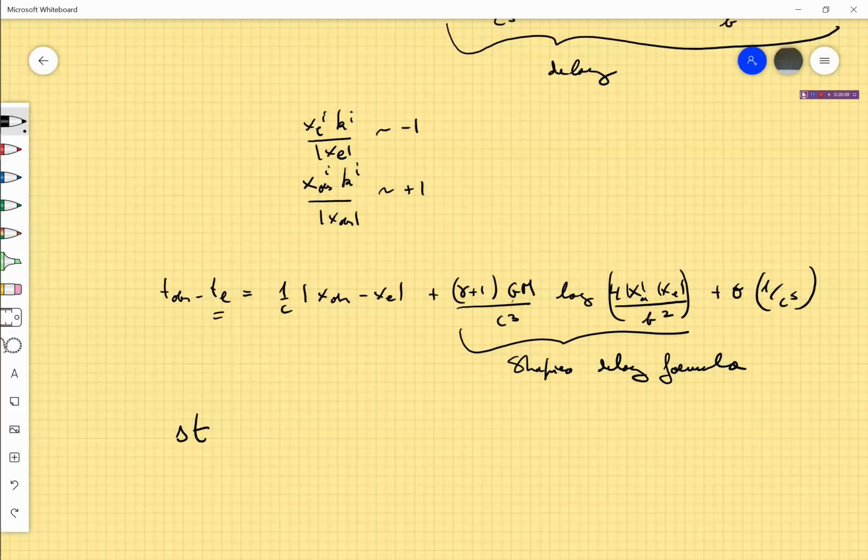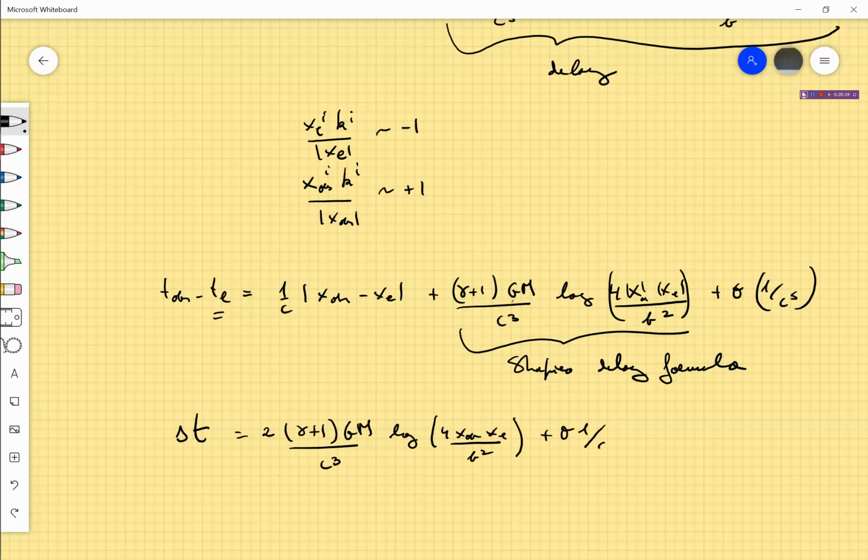So here you get that delta T is 2 times this result, and the difference, this delay with respect to the expected value, is 2 times (gamma plus 1) GM divided by c cubed, and then this log of 4 x_obs x_e divided by b squared, plus terms of order 1 over c^5.